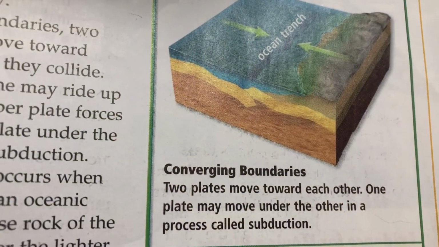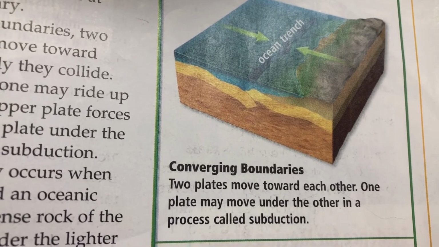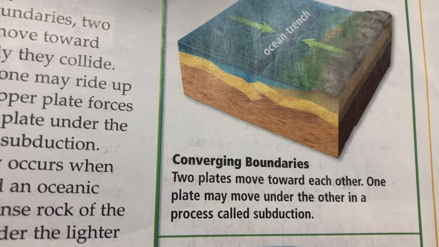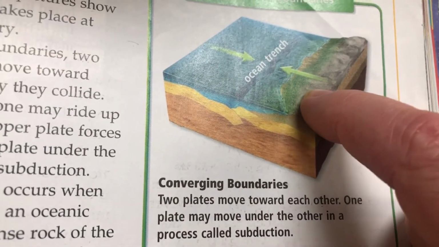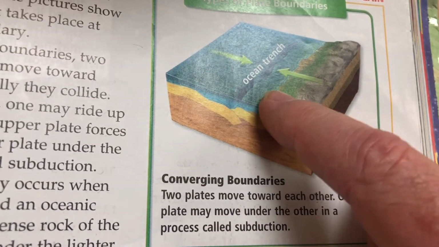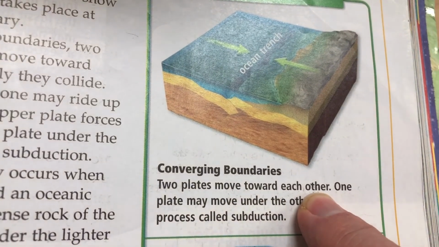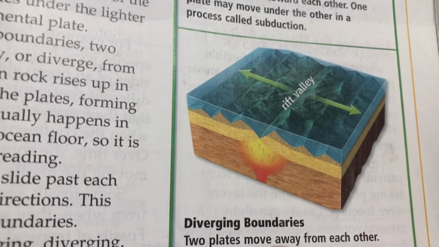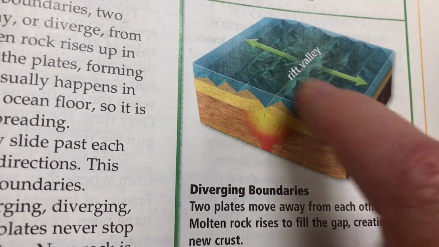So let's look at those three types of tectonic plate boundaries. Okay, so one is called the converging boundaries, which is where two plates collide against each other. You see the two arrows? So they are converging. Two plates move toward each other. Okay? The second type is diverging boundaries, where the plates are moving apart.